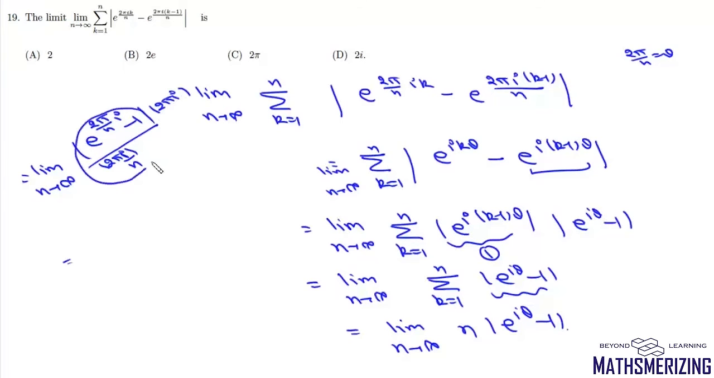So this limit is the standard limit (e^x - 1)/x, which is 1. And then the modulus of 2πi is simply 2π. So the answer to this limit is simply 2π, and that's your option number C.